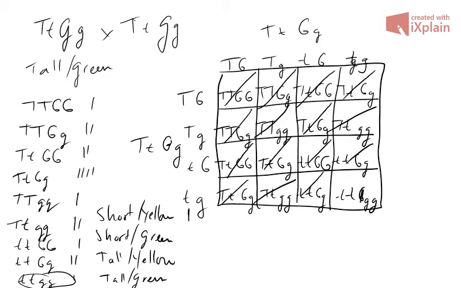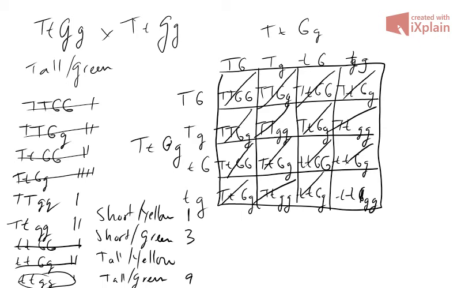Tall and green, that's going to be the most of them. So this guy right here is tall and green, tall and green, tall and green, tall and green. So that's all of those. So that's 4, 6, 8, 9. So we have 9 of these guys. And then let's see how many are short and green. Shorts are the little t's, so that's these guys. And green means it has to have a capital G. So that's going to be this and that. So we have 3 of those.